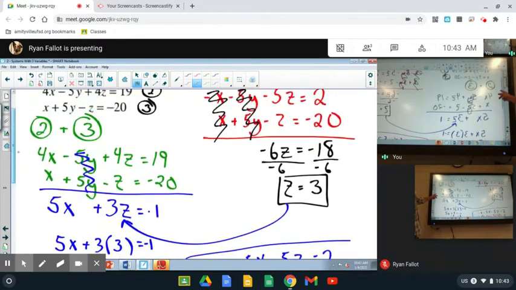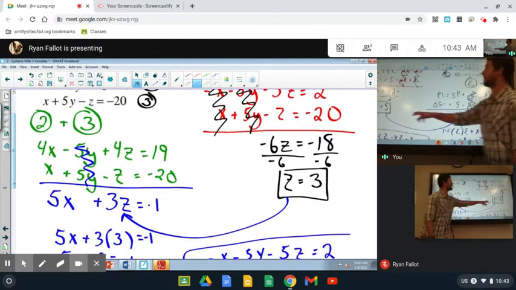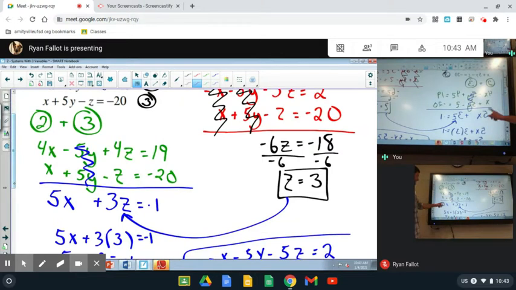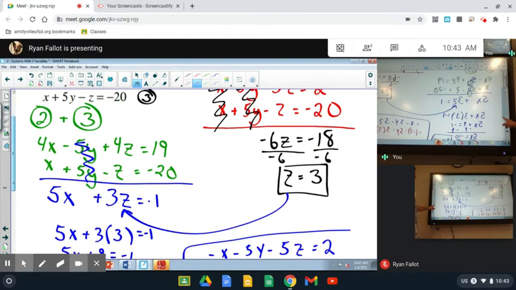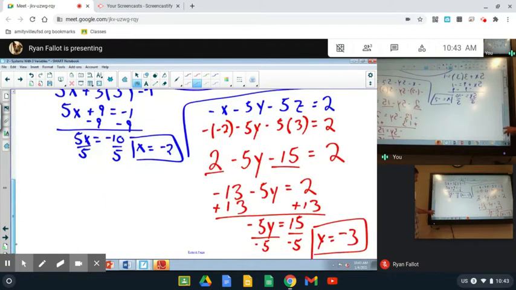Just keep in mind, we made it so our y's canceled. We used that information to find one of our letters, plugged in that one letter to find the other letter, which was x, and plugged it all the way back in. And if you're timing me, that was probably 6 minutes, and let's face it, I lost half of you.